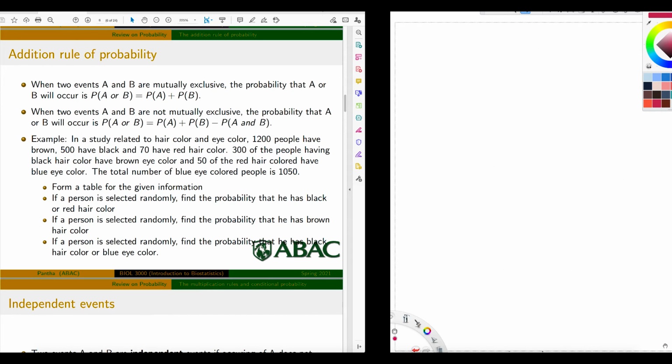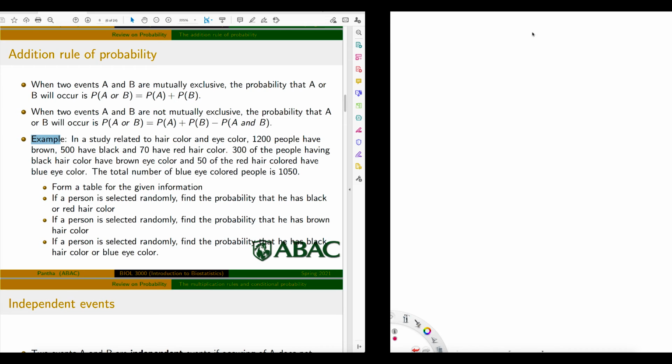So I want to do one more example here. Okay, let us do this example. In a study related to hair color and eye color, 1200 people have brown, 500 people have black, and 70 have red hair color. 300 of the people having black hair color have brown eye color, and 50 of the red hair color people have blue eye color. The total number of blue eye color people is 1050. So we need to form a table for the given information, and if a person is selected randomly, find the probability that he has black or red hair, and so on.